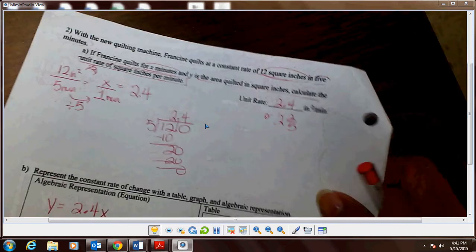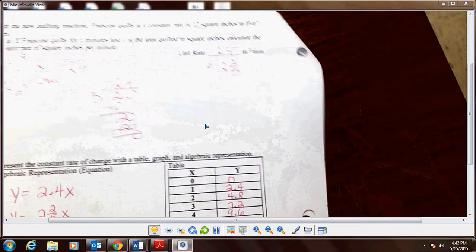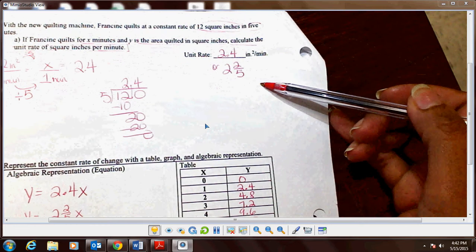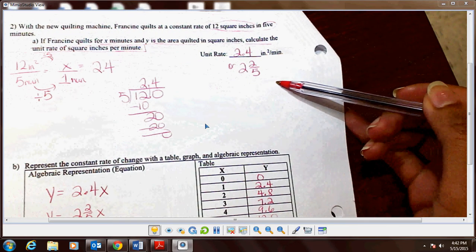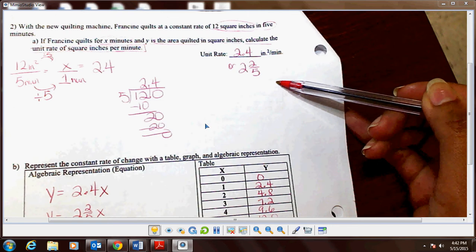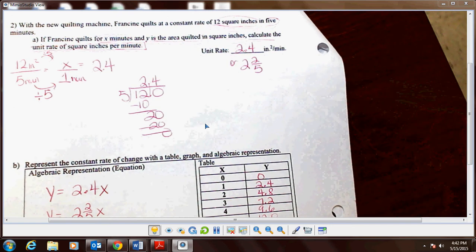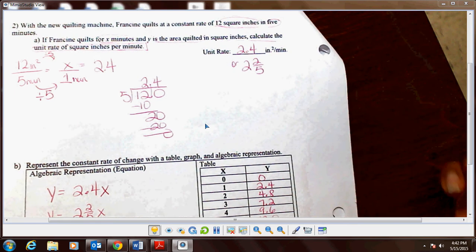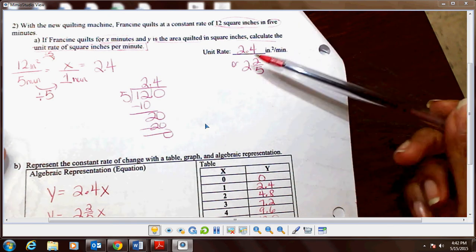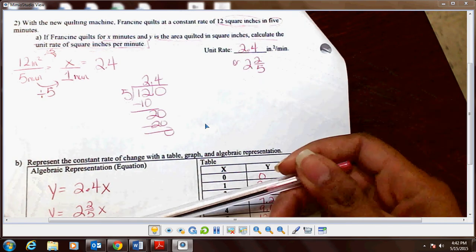Okay, on the next page, you have part B. I'm sorry, number 2. So number 2 is the problem that is asking for a unit rate. Remember, we talked about how in your equation y equals mx plus b, or y equals kx, your m, which is your slope, is also the unit rate. So therefore, that's how we're going to be able to go from our unit rate to our equation down here.